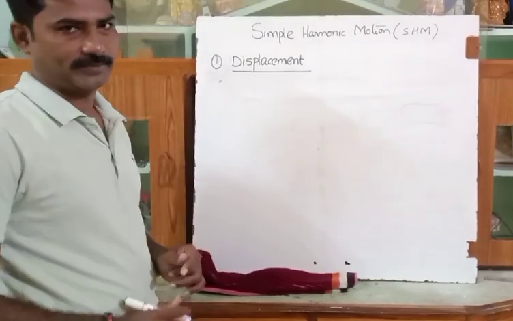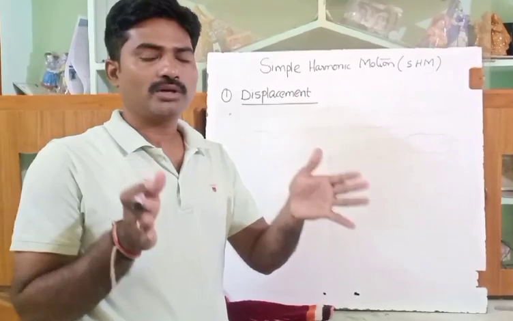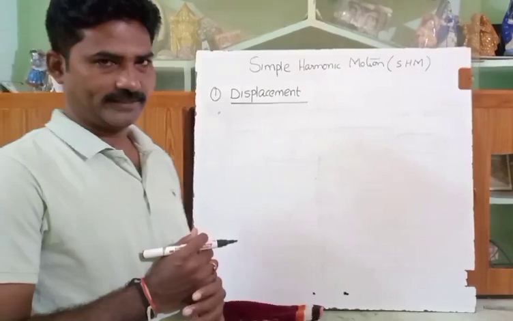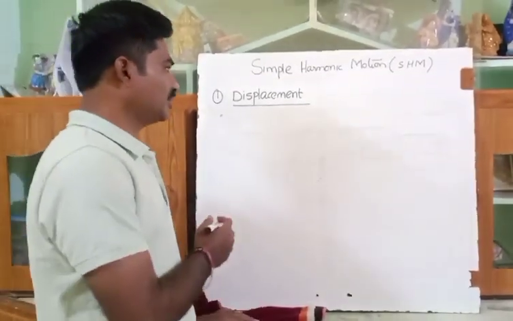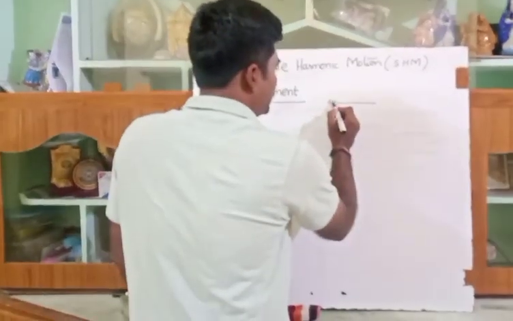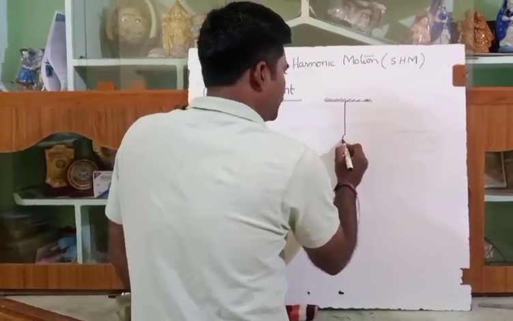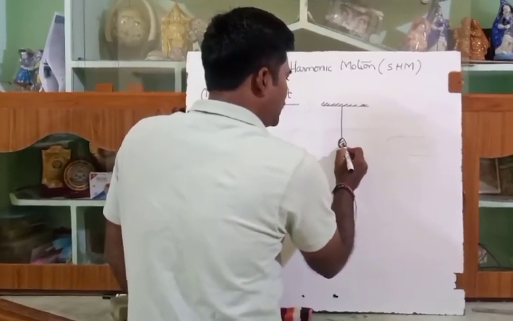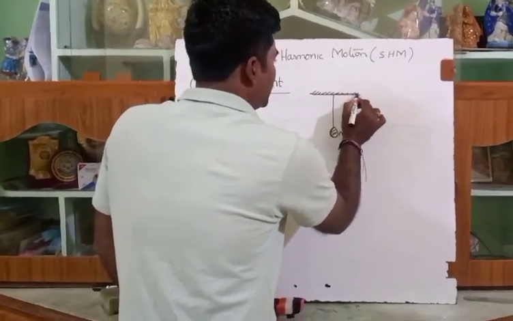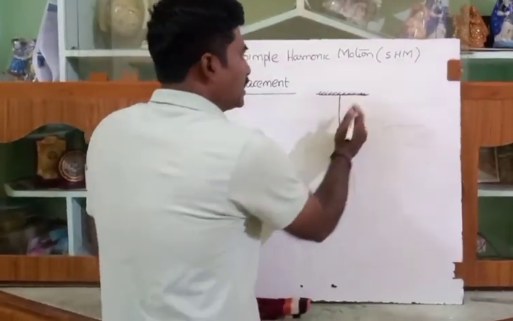Here, see this, displacement. What is a displacement? As we know from our childhood, the shortest distance between two points is called displacement. But in the case of a simple harmonic oscillator, we are taking the same thing but something different. To understand this, I am taking an example of a simple pendulum. A simple pendulum is nothing but a mass M tied to a thread and fixed to the roof.